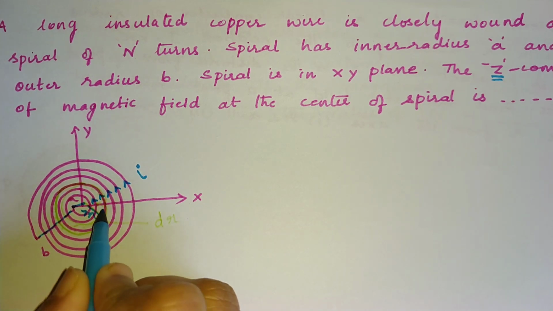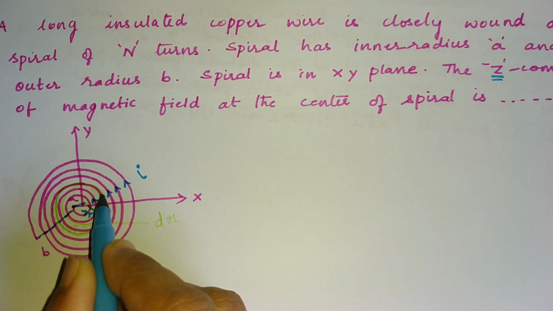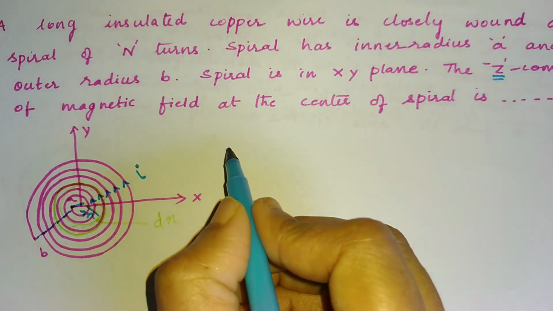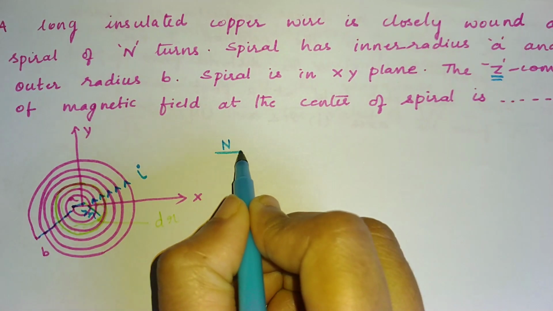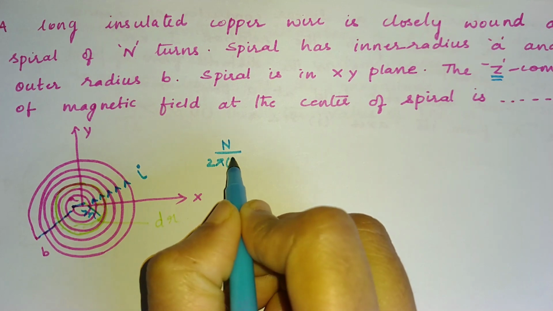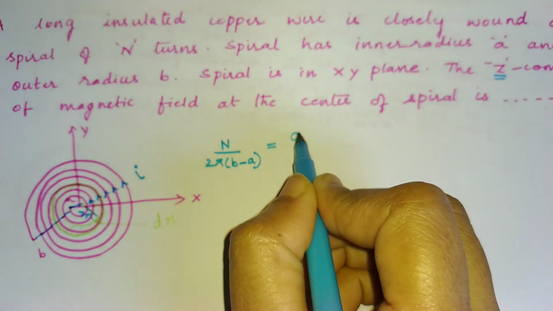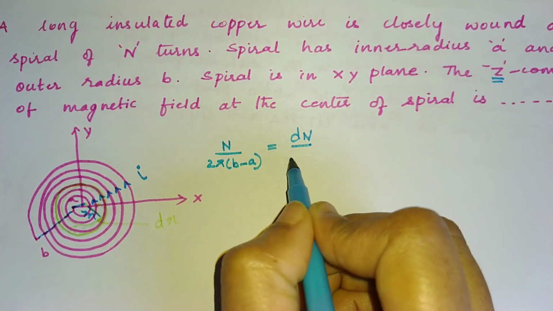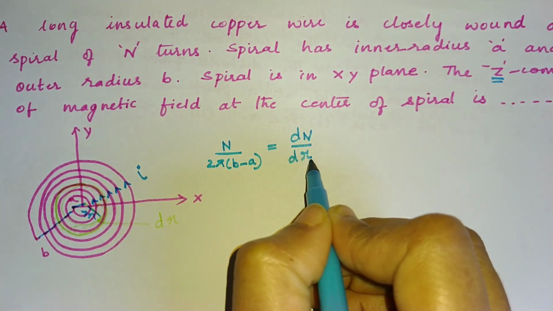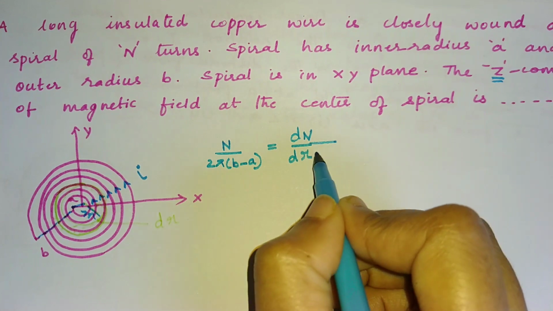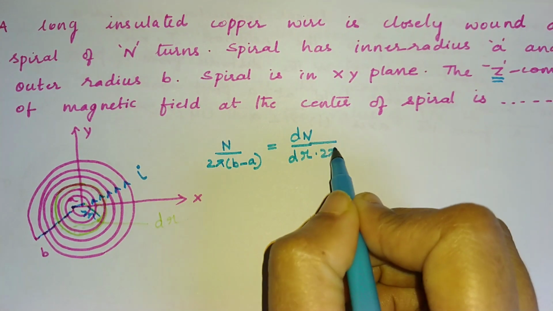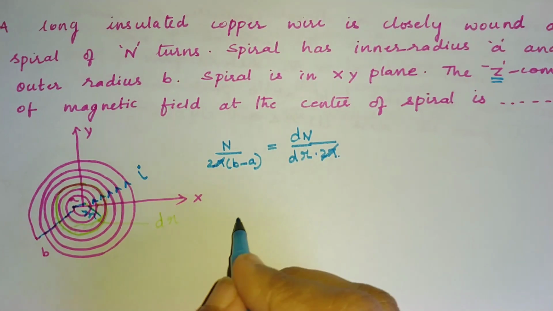Then I need to find the number of turns in this element which I have selected. So the total number of turns by the total length, 2 pi into B minus A, gives the number of turns per unit length, which should be dn by dr, because I took the thickness as dr. So 2 pi into dr, 2 pi and 2 pi will anyway get cancelled.